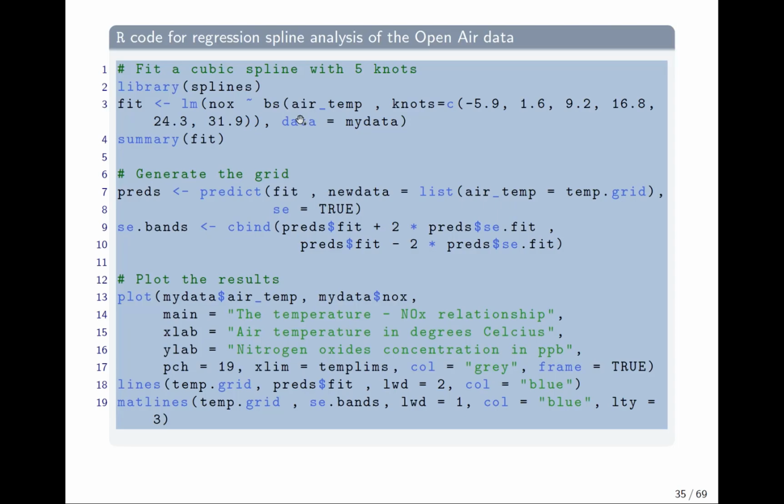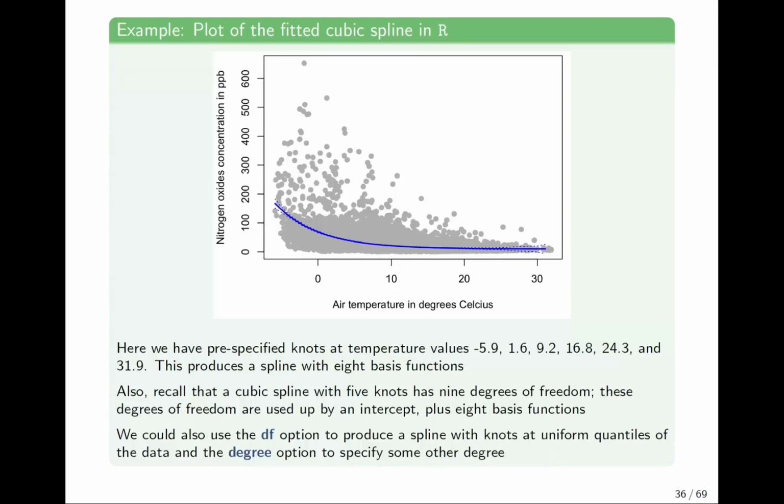As always, we're not interested in the individual coefficients, we're interested in the fit. This is estimated by least squares, of course. We're interested in how the function looks over the range of the data as a whole. So we do the same thing. We predict the function for a grid over the support of air temperature. We calculate the standard error bands to give us our 95% confidence intervals, and we simply plot the result. And this is what we get. This is a fitted cubic spline in R. We've pre-specified the knots, as I said, at certain temperature values, and this produces a spline with 8 basis functions.